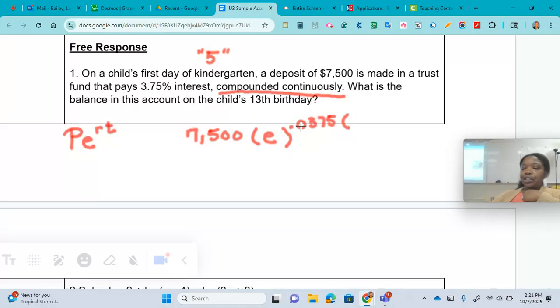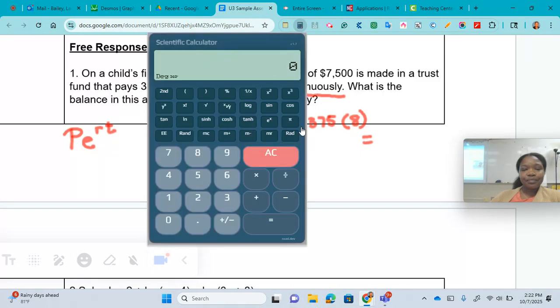from 5 to 13. How many years is that? 8. And that's going to give us how much is in the trust. So pull out my handy dandy calculator. I'm going to first do 0.0375 times 8. And then I know that is 0.3. So I'm going to raise my e to the 0.3 power. My e is right here.